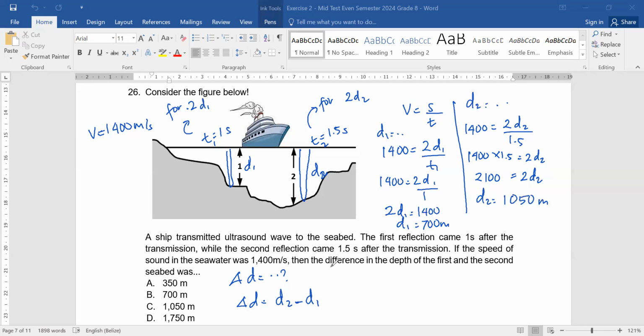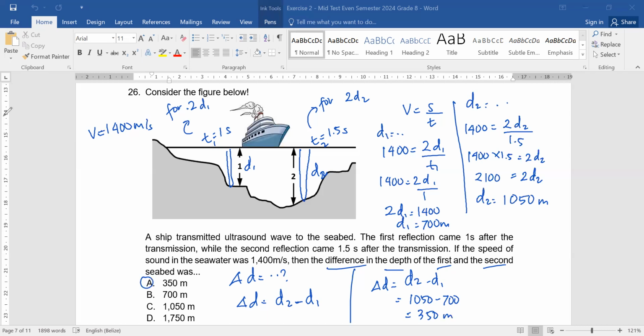So that's D2. To get the difference in depth of the first and the second seabed, we count delta D equals D2 minus D1. And here 1,050 minus 700 equals 350 meters, right? So the answer is A.